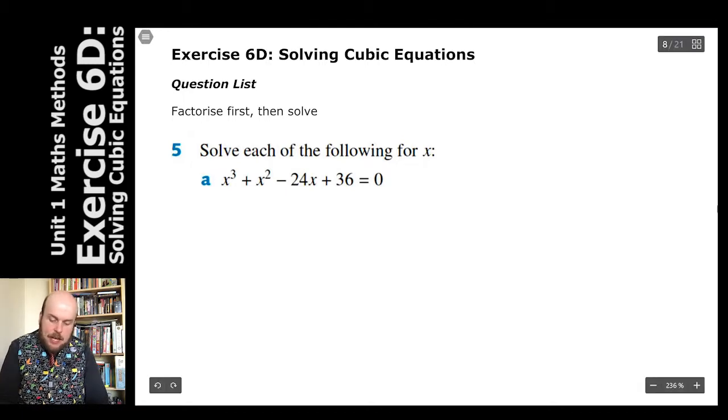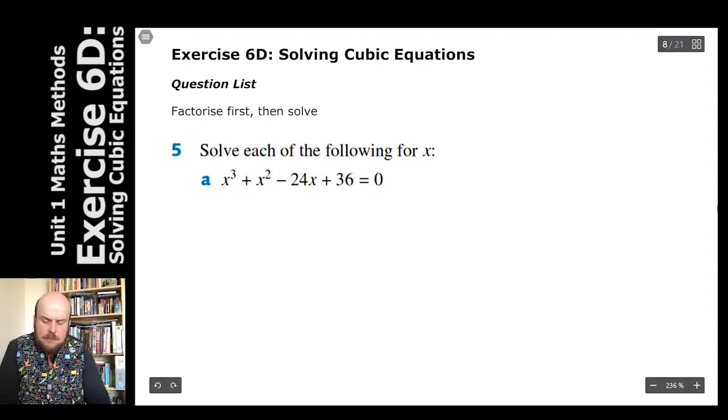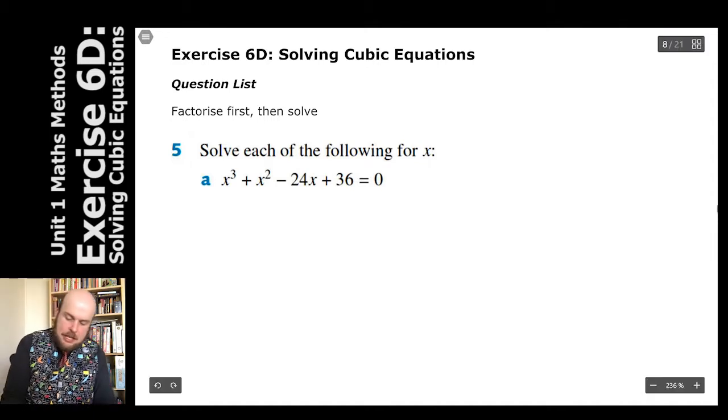Solve for x: x cubed plus x squared minus 24x plus 36 equals 0. So we need to find something that is a factor. Looking at this, I see a 24 and 36. If I put 1 in there, I'm not going to cancel those out. So I'm going to try 2, because 2 is a factor of 36, and I reckon the squared and the cubed might just cancel out.